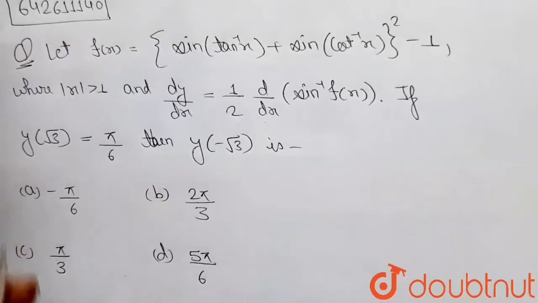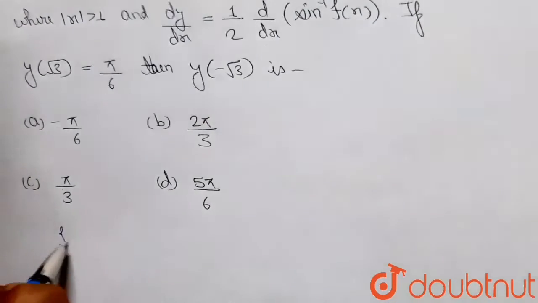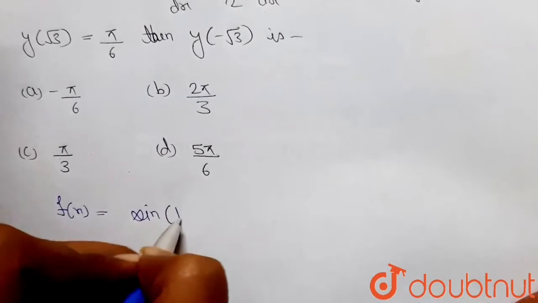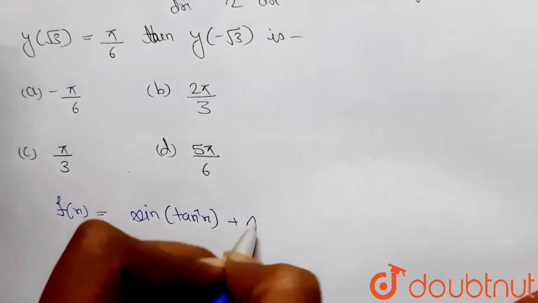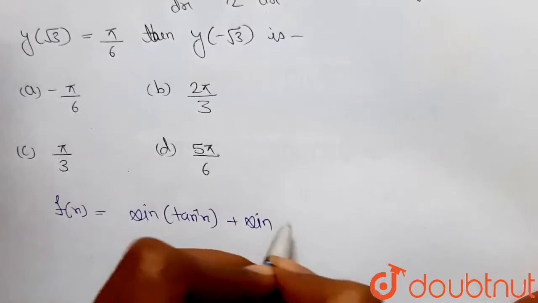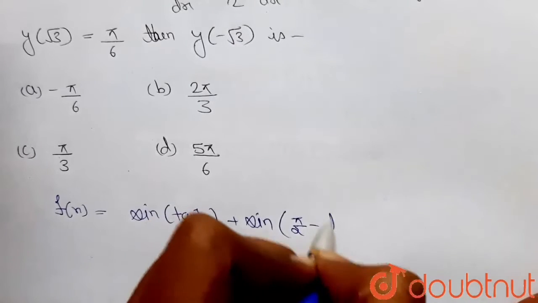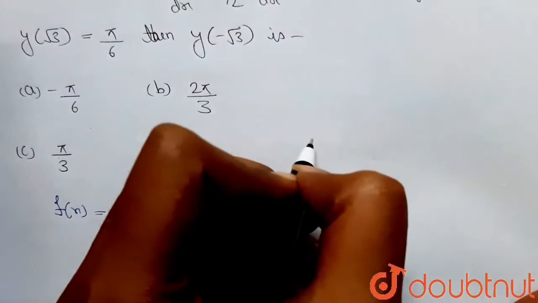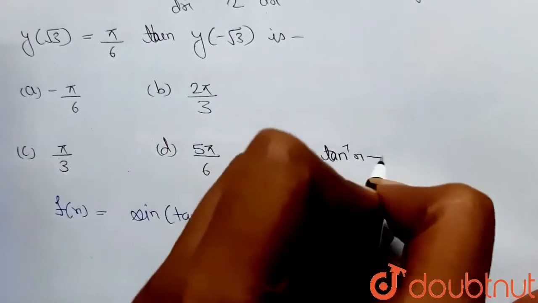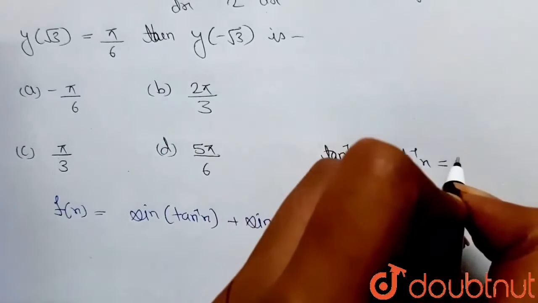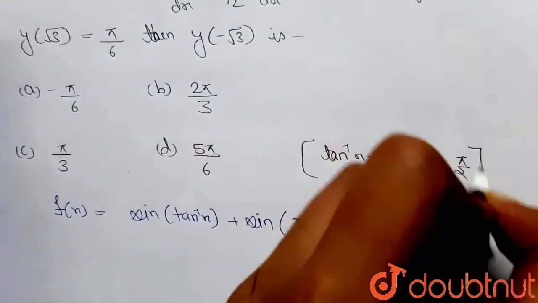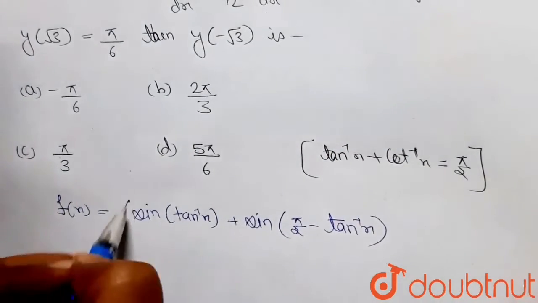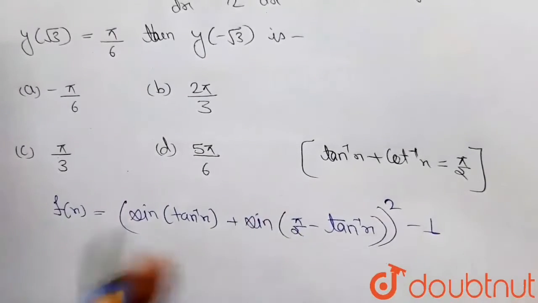Let's write this given function. So we have f of x as sine of tan inverse x plus sine of cot inverse x, right? So I can write cot inverse x as pi by 2 minus tan inverse x, right? Because basically tan inverse x plus cot inverse x is equal to pi by 2, right? So from here I can write cot inverse x as pi by 2 minus tan inverse x, and this whole square minus 1.